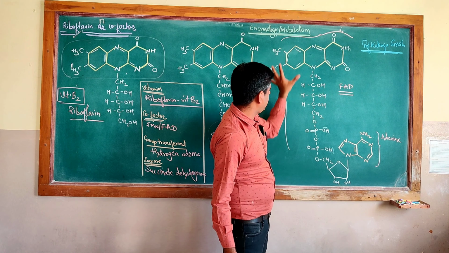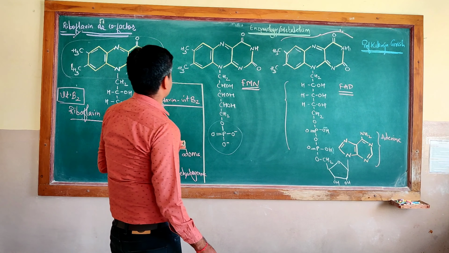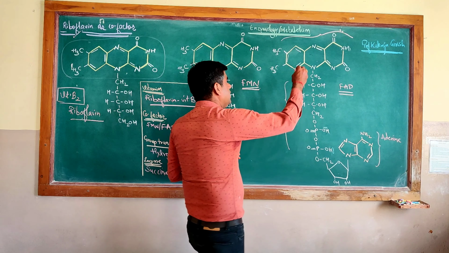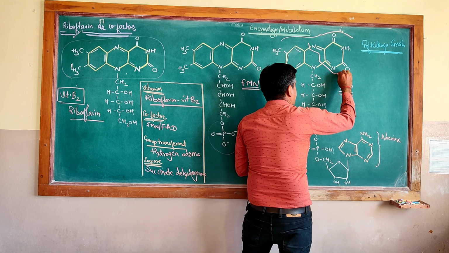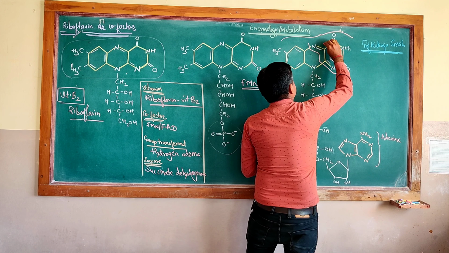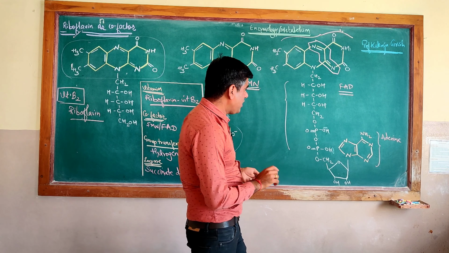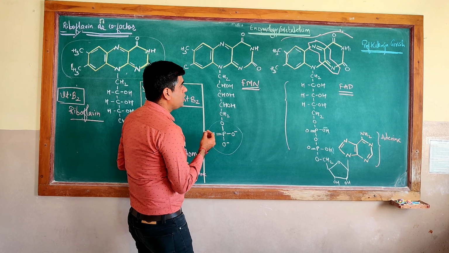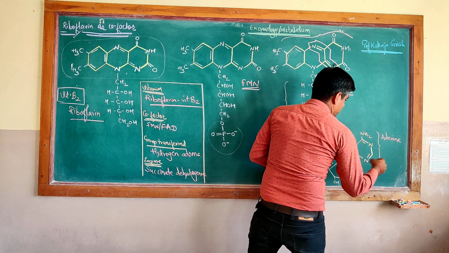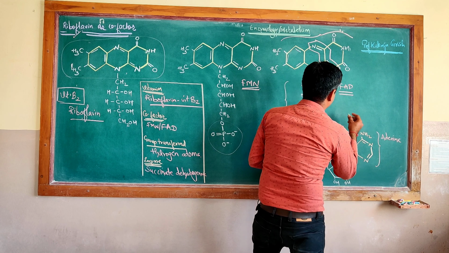Though this looks like a complex structure, we are going to focus on the active ring structure, the one which is going to act as a transient carrier of the hydrogen atom: these two nitrogens. So when you have a particular substrate which is reduced, say a substrate which contains hydrogen atoms, it is in the reduced form.